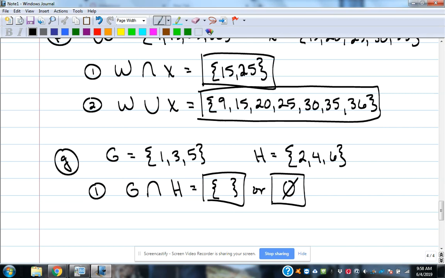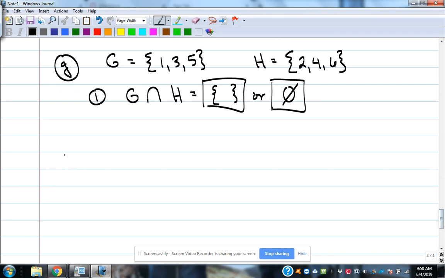If I ask you to do a union, will the answer ever be the empty set? No. Unions always have parts. Intersections could possibly not have parts there. Okay.